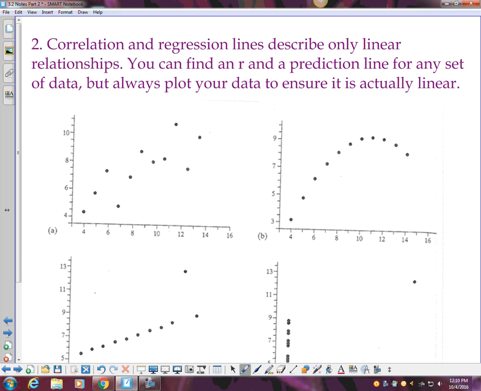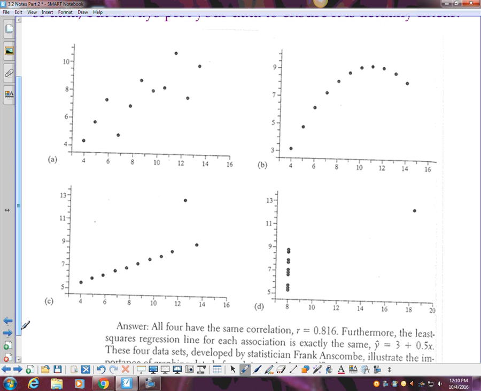So check this out. These are 4 different graphs. This one looks fairly linear, a little spread out. This one, part B, is definitely not linear. It is quadratic, but I can draw a straight line through those. Part C, I can draw a line. This is an outlier. It's going to pull the line up a little bit. That's fairly linear with one outlier.